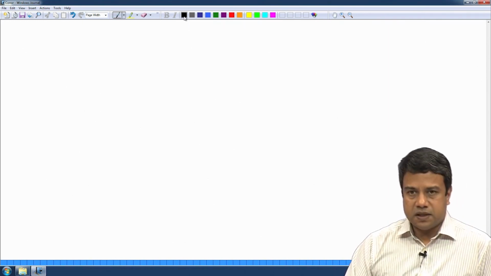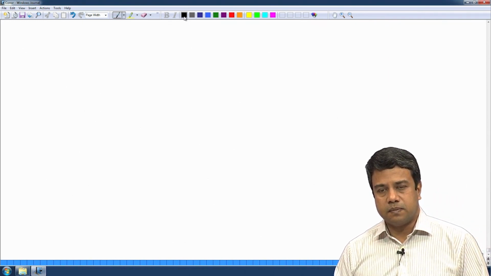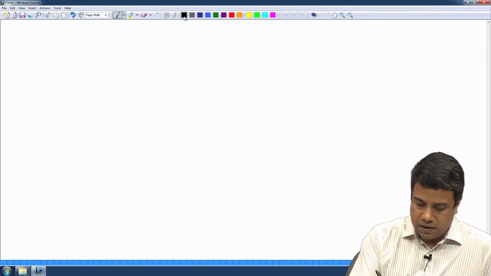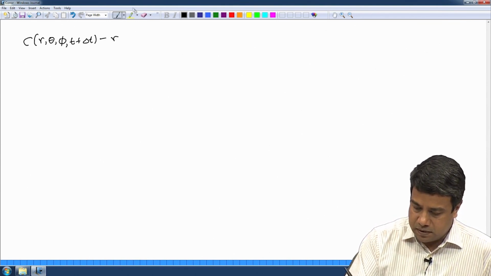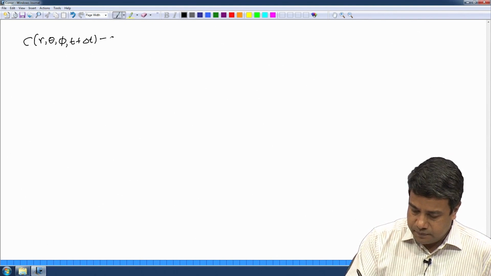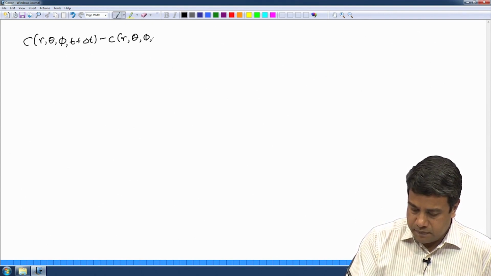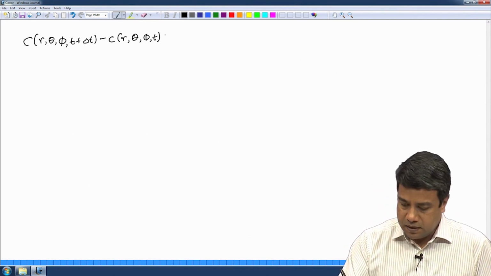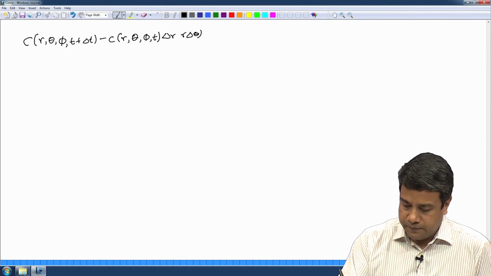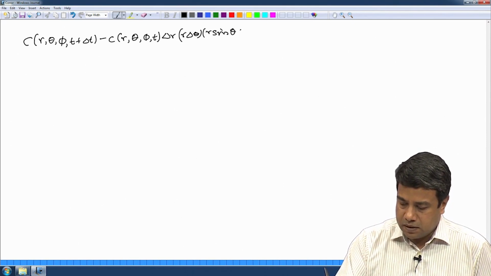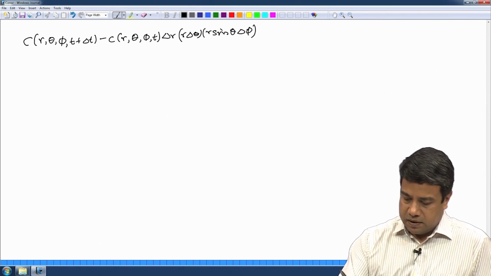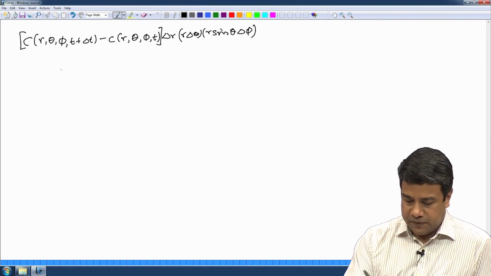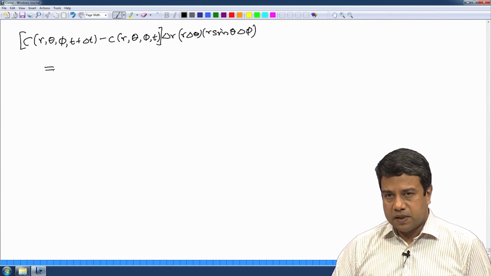First of all, the change in mass within a time interval delta t is going to be equal to the concentration at r, theta, phi, t plus delta t minus the concentration at r, theta, phi, t, times the volume, delta r, delta theta into r sine theta delta phi. So that is the change in mass within a time interval delta t, which is equal to mass in minus mass out.